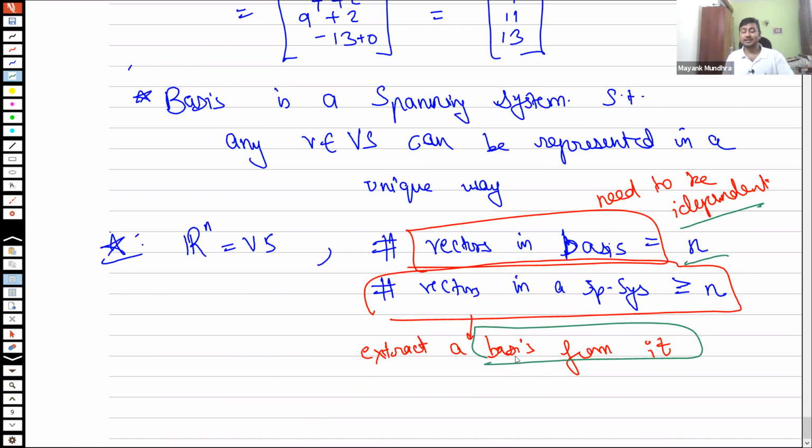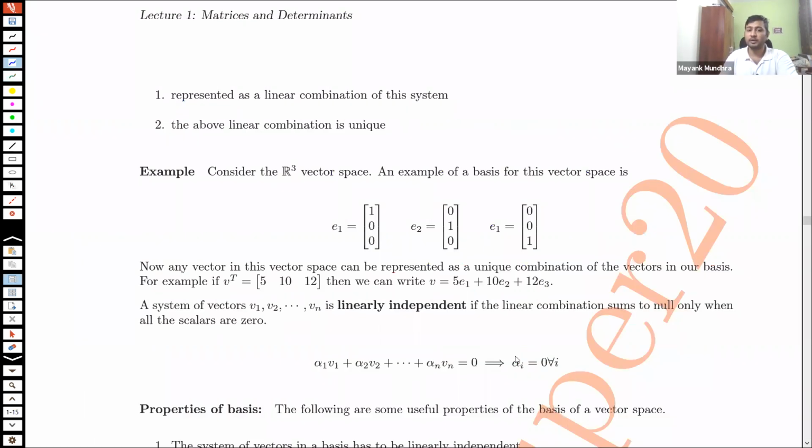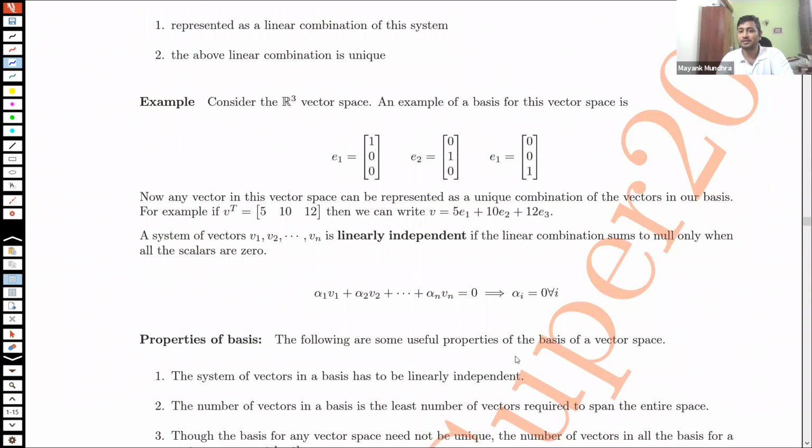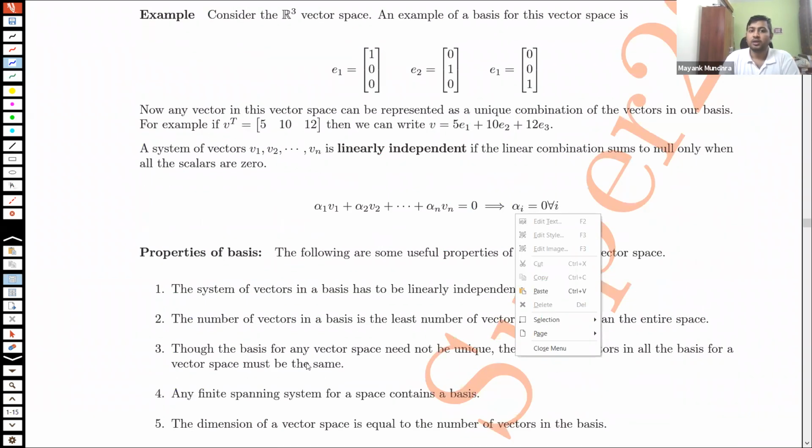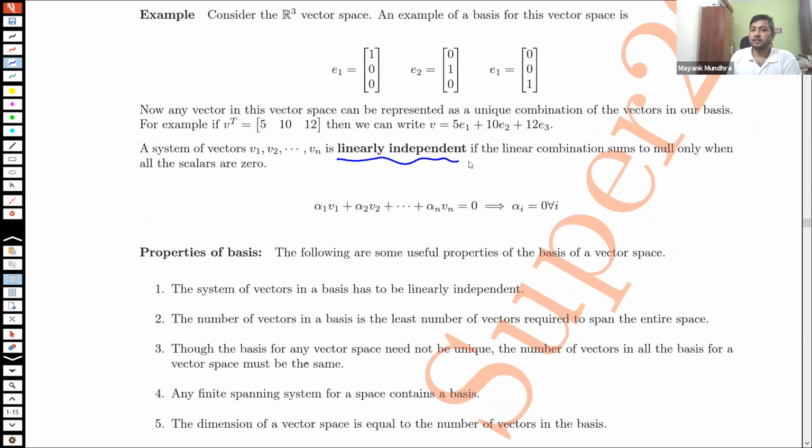Now, obviously, this thing about independence keeps coming up again and again. So let us look at what independence is. A system of vectors is linearly independent if the linear combination of the vectors sums to null only when all the scalars are 0. So summation alpha i vi equals 0 if and only if alpha i equals 0 for all i.